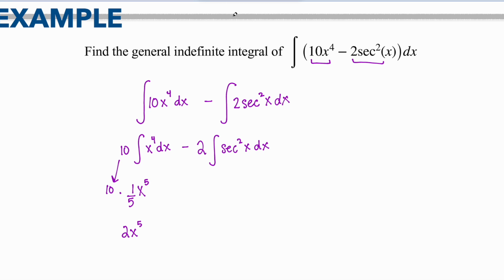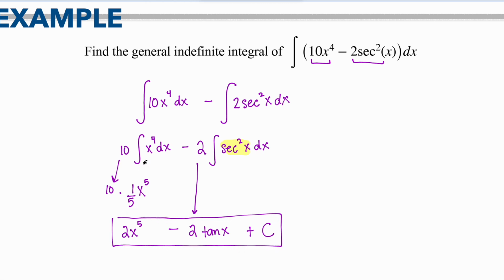Secant squared, according to the above list, secant squared is tangent. And the 2 constant out front just stays. It just comes down with it. Any constants will just come down. And now we do a plus c. We don't need a plus c for both integrals. This plus c is just represented by any possibility that there was an actual constant number as a part of the original function. So you would just put a plus c at the end.